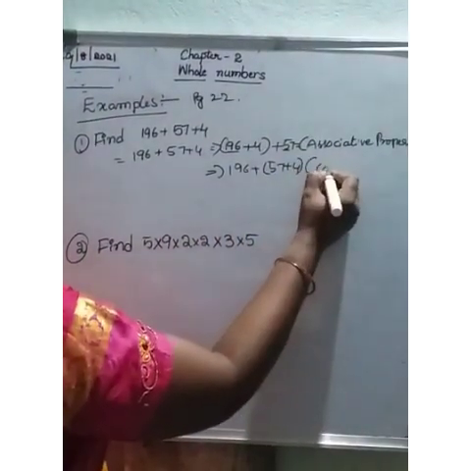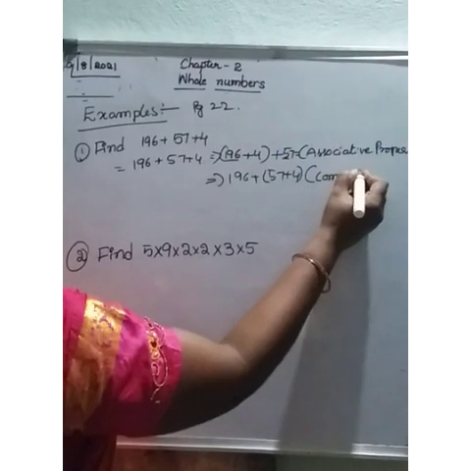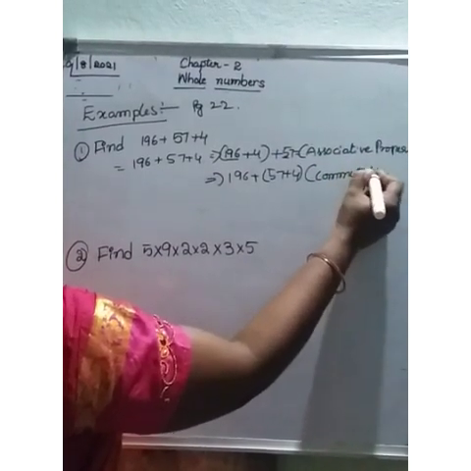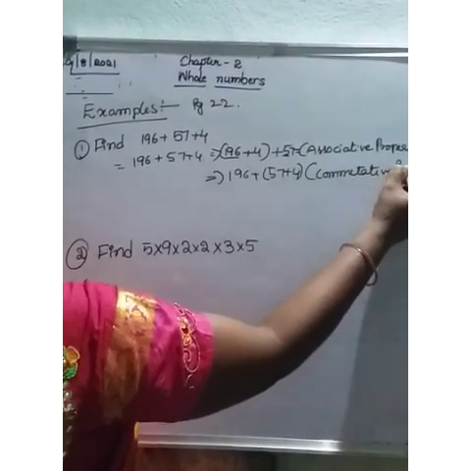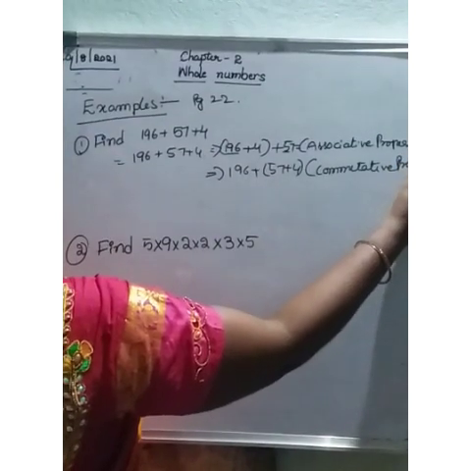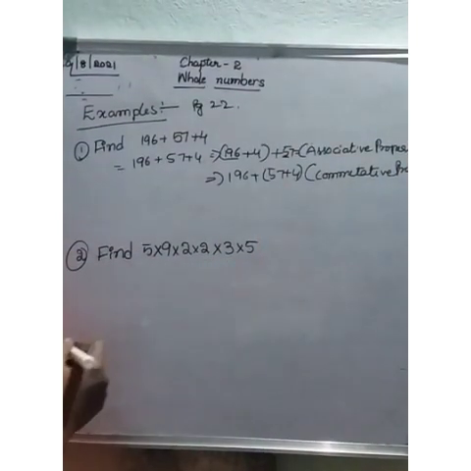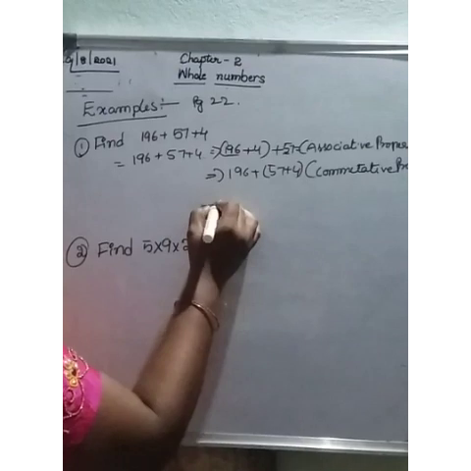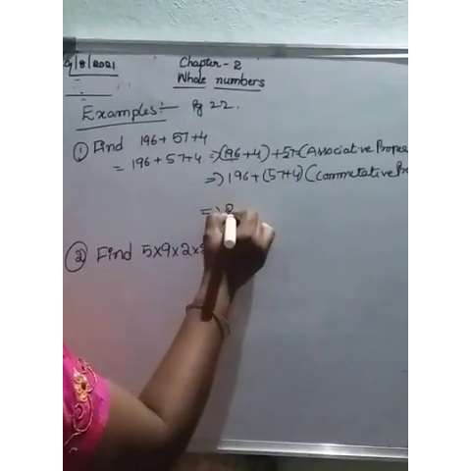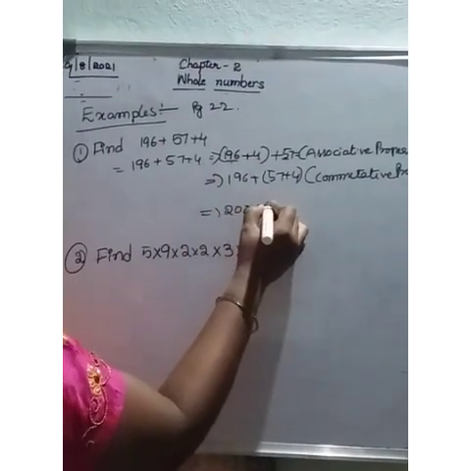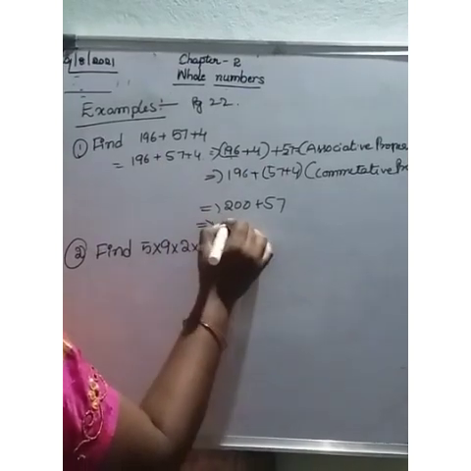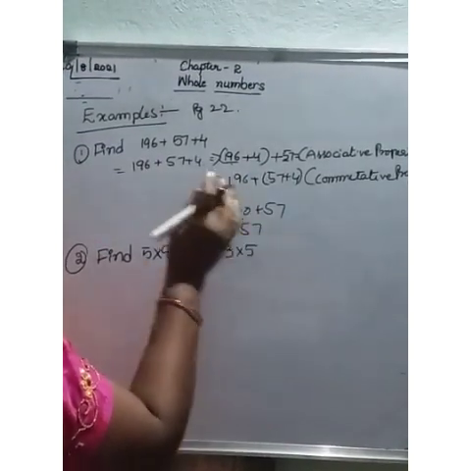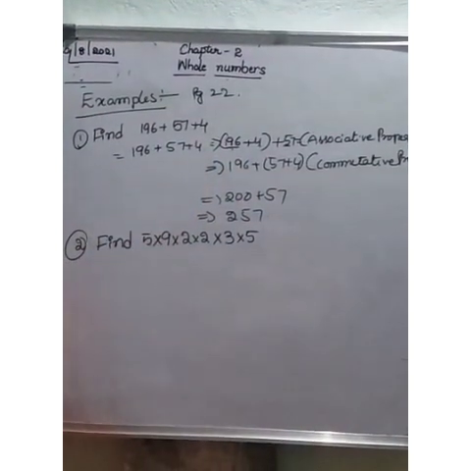What is this? Commutative property. This is commutative property. So 196 plus 4 is 200, plus 57. Total is 257. Like this we have to use properties of whole numbers.